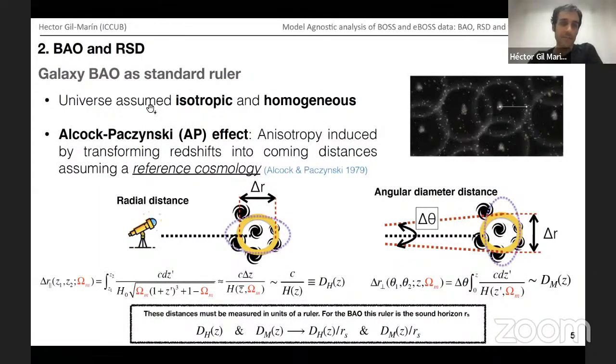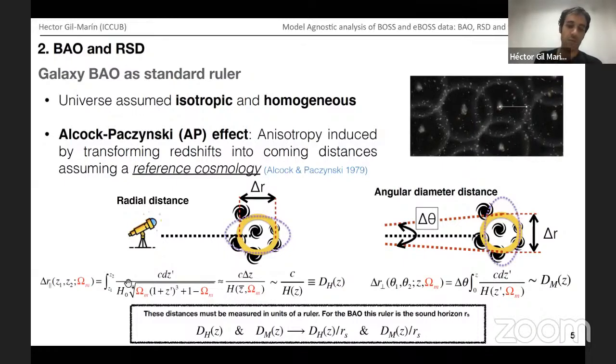Under the assumption that the universe is isotropic and homogeneous, any extra anisotropy we measure we can associate to an observational effect. There are essentially two observational effects that create an anisotropy. One is called the Alcock-Paczynski effect. This anisotropy is induced by transforming redshift into distances assuming a reference cosmology which is slightly different from the true cosmology.